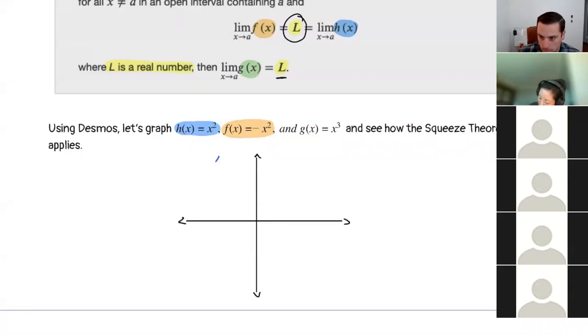I know you all know that h of x is just going to be an upward facing parabola. What can you tell me about negative x squared? It's going to be a downward facing one. Perfect.